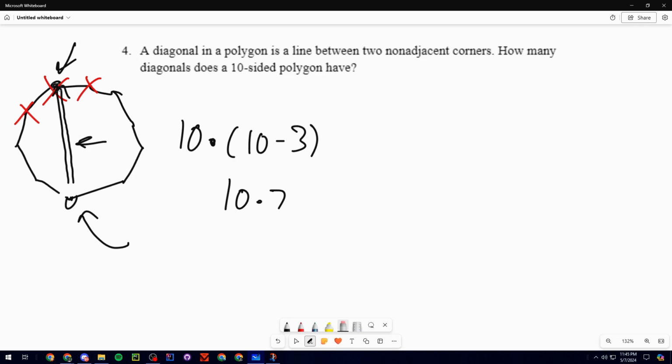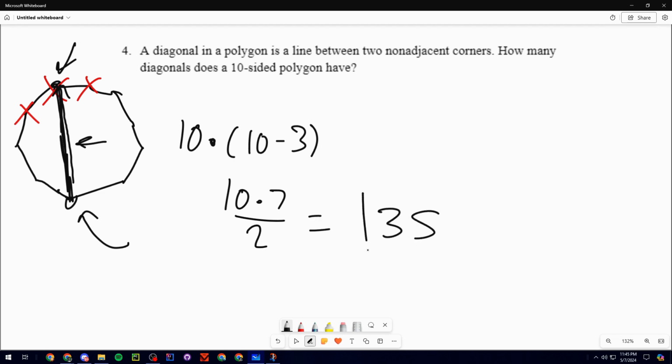But there are no arrows in diagonals. They're just straight lines. So I kind of butchered the drawing, but yeah, there's just one straight line. So that's why you have to divide by 2, because 2 is the amount of endpoints you have, so just 10 times 7 over 2, that's just 35.